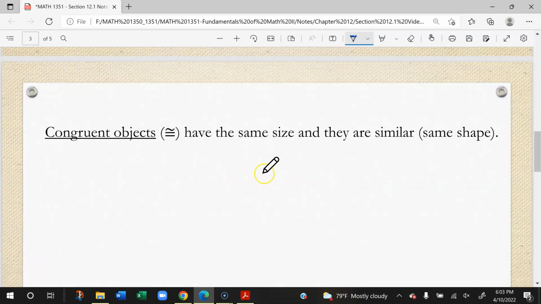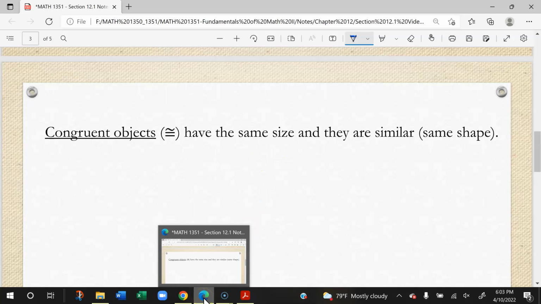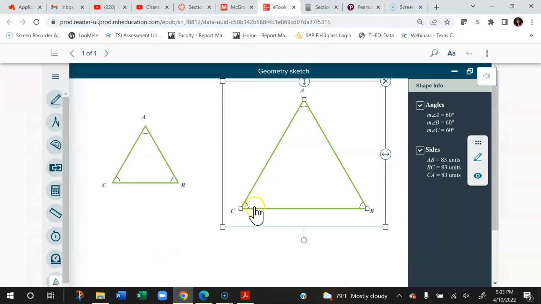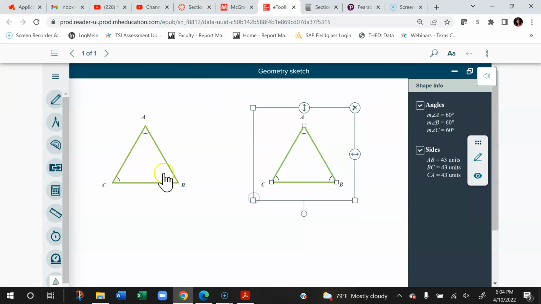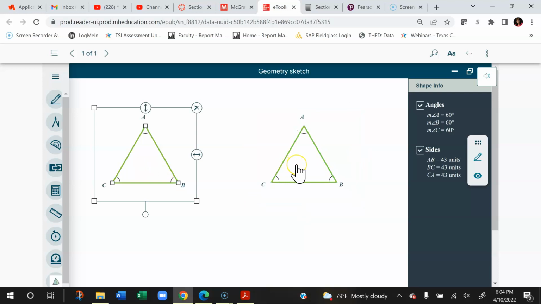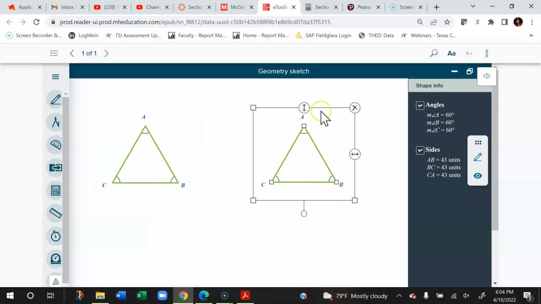Now, congruent objects have the same size and they are similar, so they have the same shape. And that is where we have the equals with the squiggly line on top. Those are congruent objects, same size and similar shape. So these right here would no longer be congruent, but now these two are congruent.